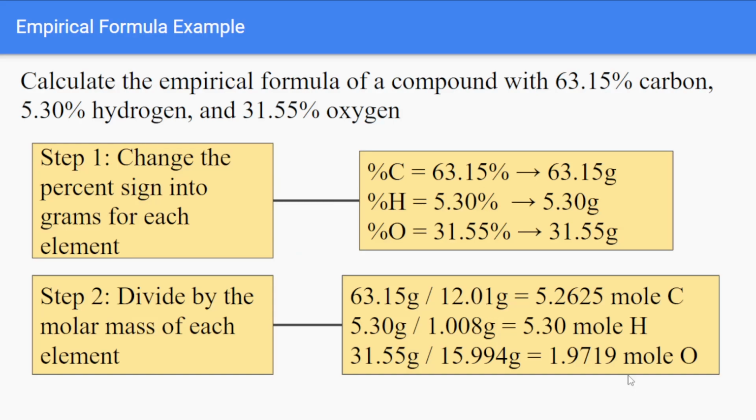So when you calculate the empirical formula, we have to start off with the percent composition of each element in that formula. Step 1, change the percent sign into grams for each element. So you're not doing anything other than just get rid of the percent sign and put a G down. Do that for each one of these. Then you divide by the molar mass of each element. Carbon is 12.01, hydrogen is 1.008, oxygen is 15.994, and that'll give you the number of moles.